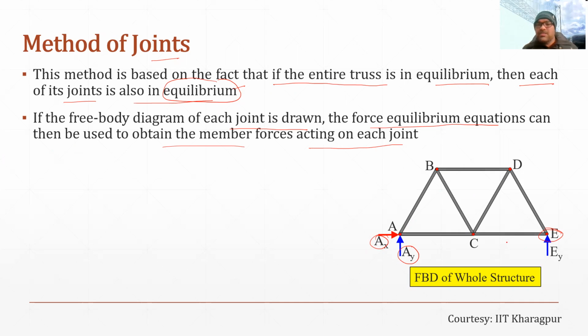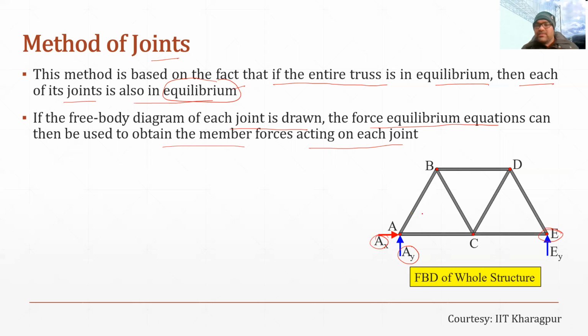Now when I say simply supported, it means one end of the truss is hinged, which means the support is a hinged support, and on the other end there is a roller support. A roller support offers only one reaction, which is shown here, EY, and a hinge connection offers two reactions: one is the horizontal reaction and the second one is the vertical reaction.